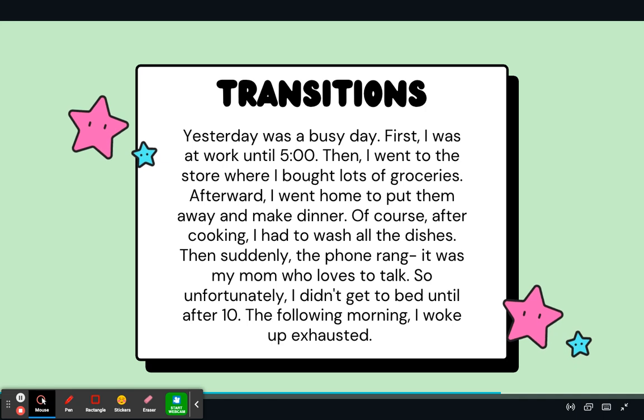So here we can follow along with the ideas a little bit easier. And we know things like when the author says, I woke up exhausted. Well, when did you wake up? Was it the middle of the night? No, it was the following morning. So these are examples of how you can use transitions within your paragraphs.